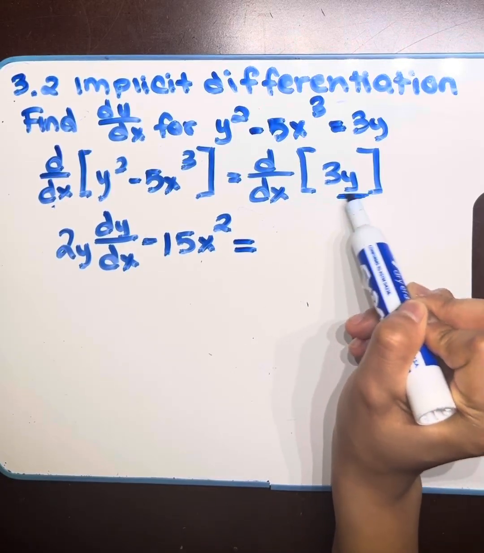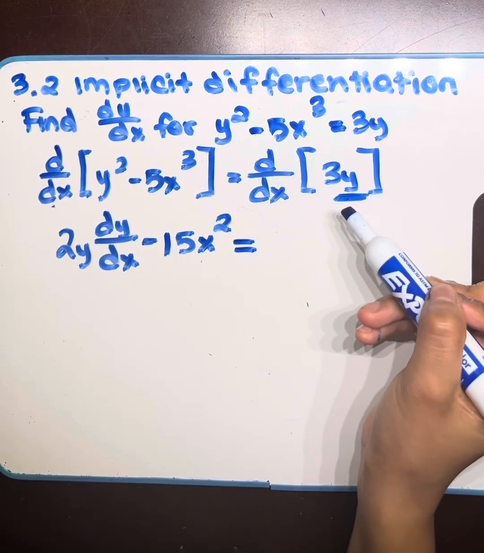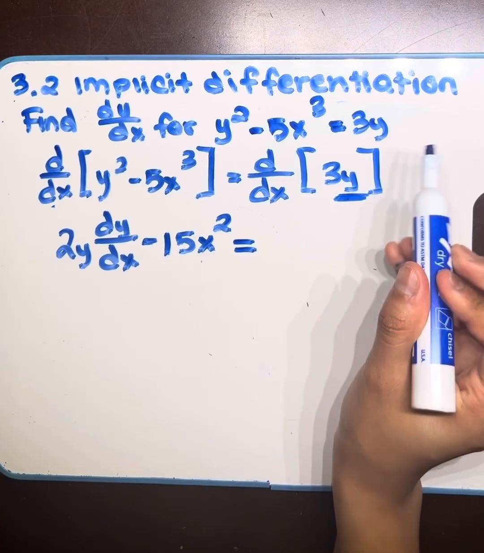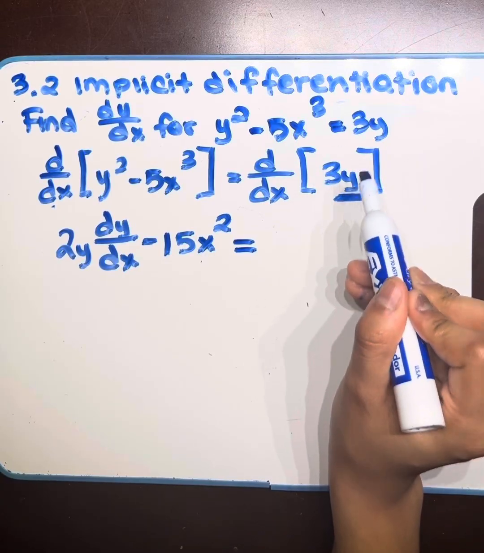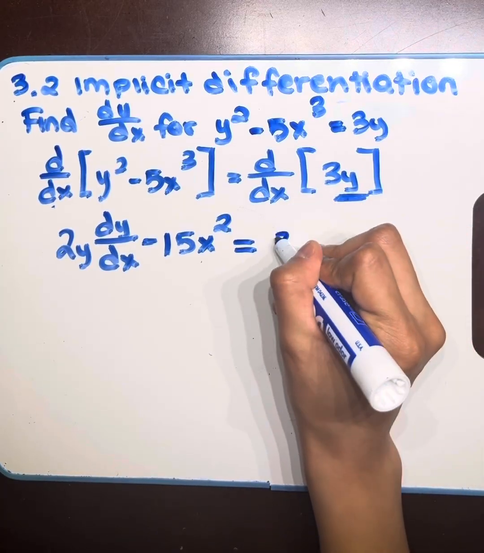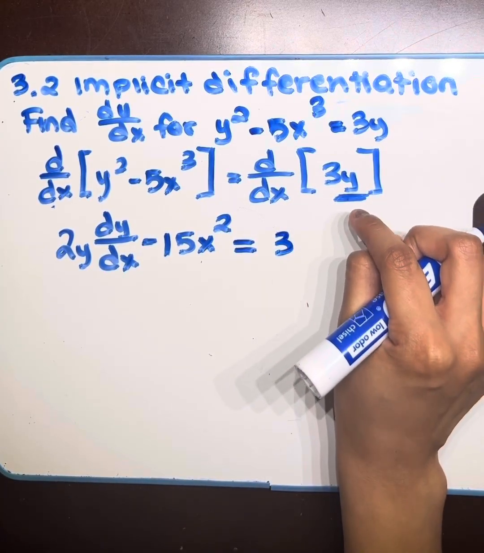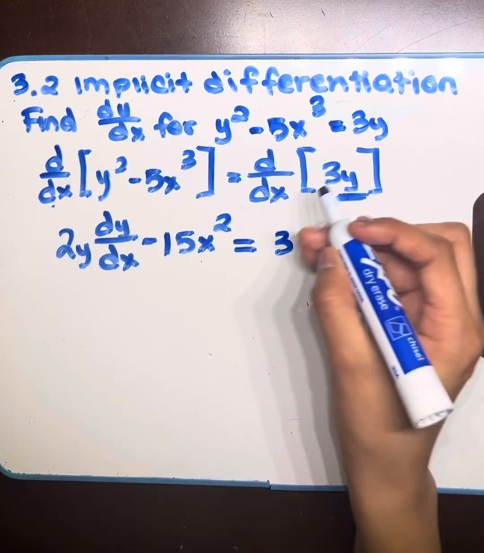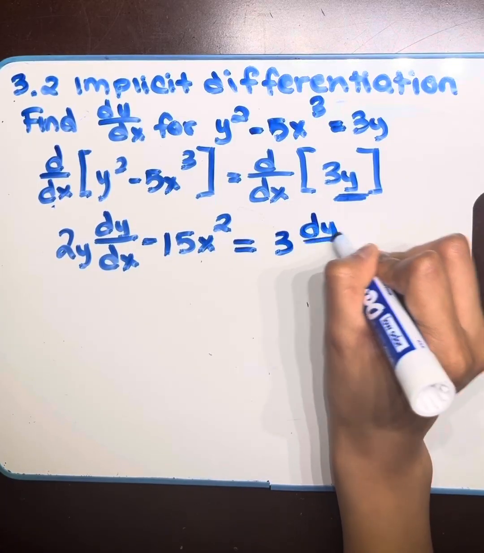Now we're noticing there's a y here. So we should keep in mind that we're going to have to multiply whatever the derivative of this is with dy over dx. So the derivative of 3y is just 3, but since we took the derivative of a y variable, we add a dy over dx.